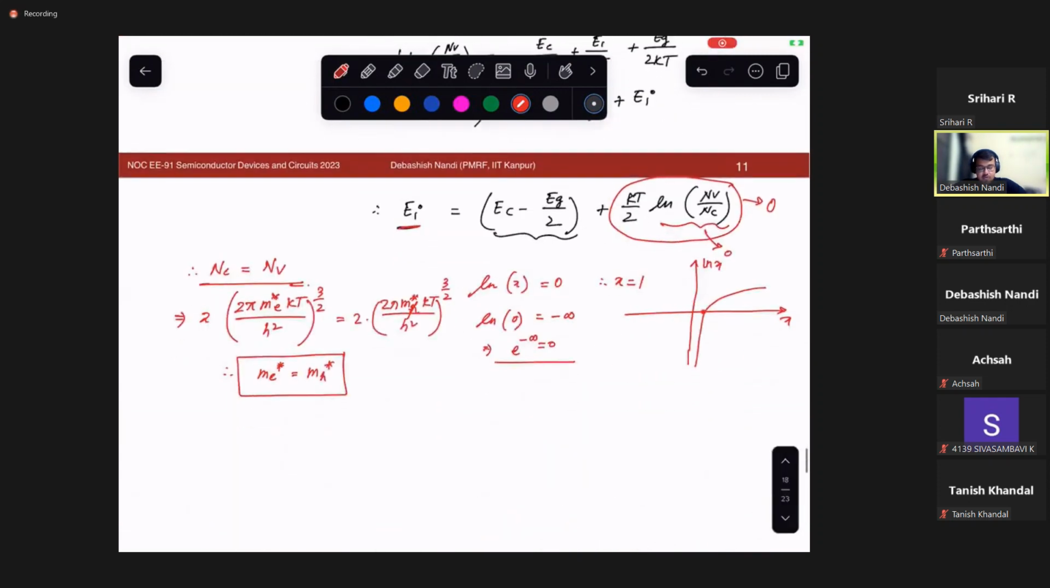This is how the proof is. And by the way, can you tell me what is more in them? Effective mass of electron or hole, what is more in silicon?